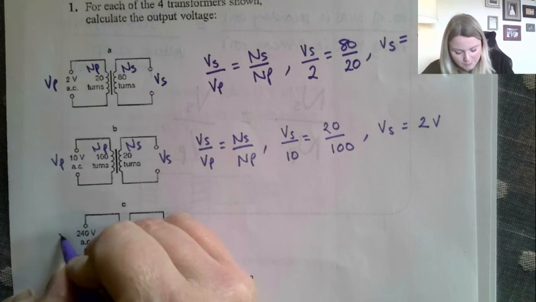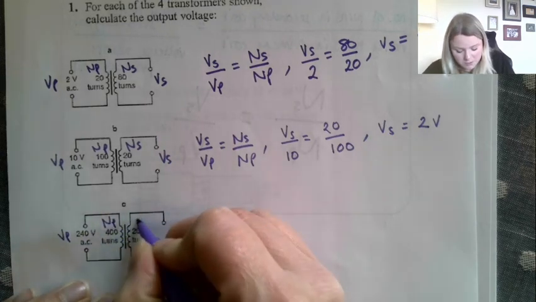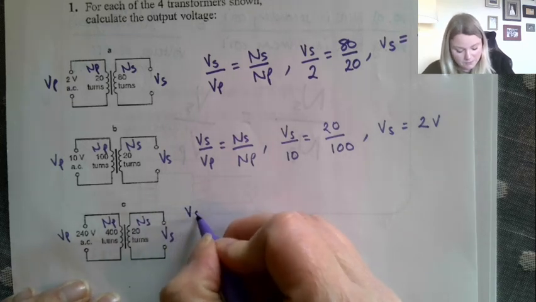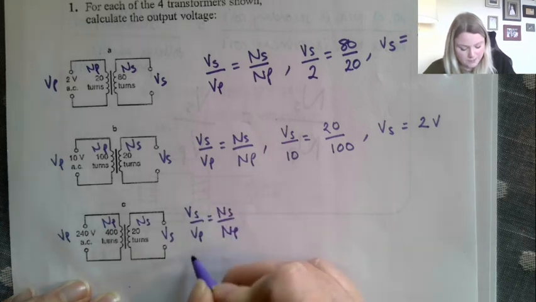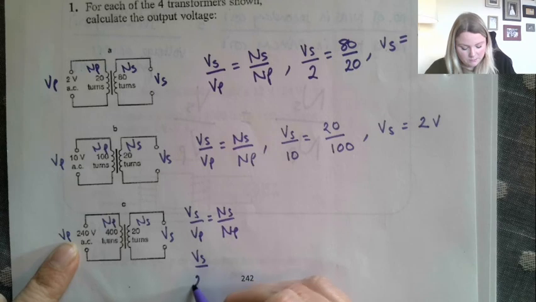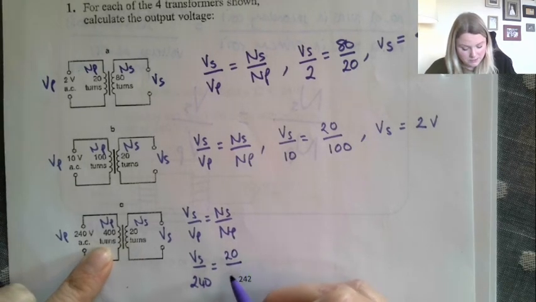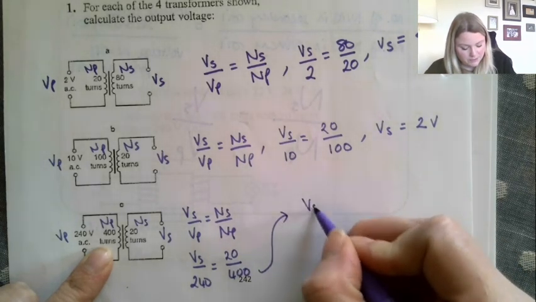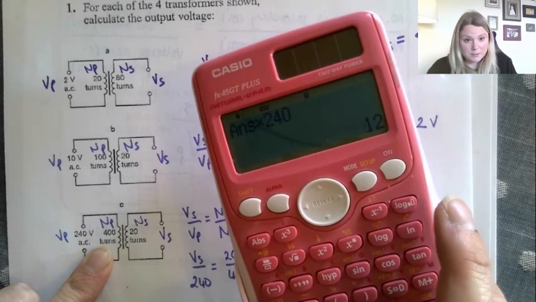C, our primary voltage is 240, our number of turns in the primary is 400, number of turns in the secondary is 20, and we're looking for the secondary voltage. So Vs over Vp equals Ns over Np. So Vs over Vp, 240, equals Ns, 20, over Np, 400. So 20 divided by 400 multiplied by 240 gets me 12.